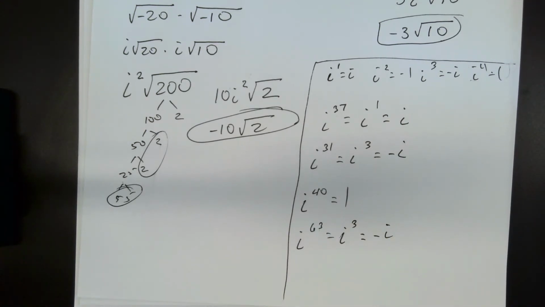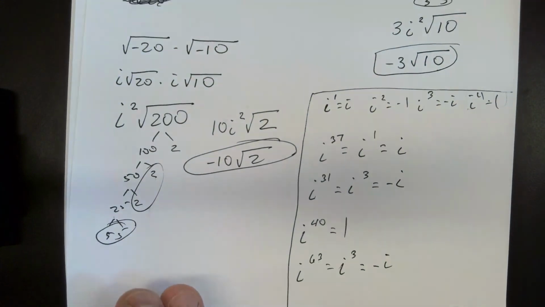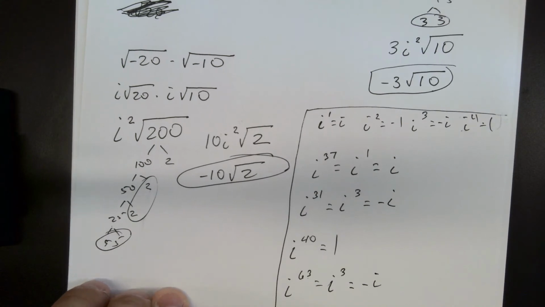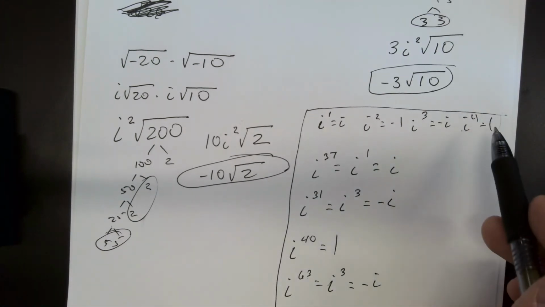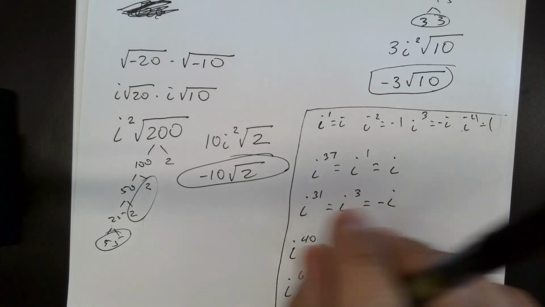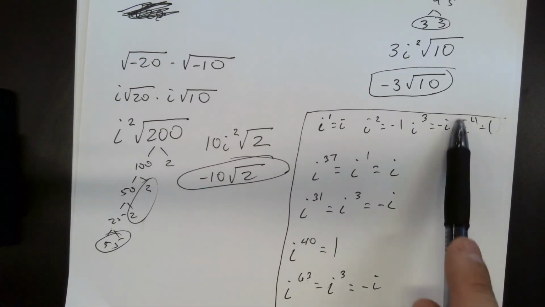Does that make sense how you do that? You just always divide by 4, and whatever the remainder is. If the remainder is 0, it's 1. So if it had a remainder of 4, it would just be the 1. You're never going to have a remainder of 4. Don't worry, guys. We got there. Proud of you. Okay, let's keep going.